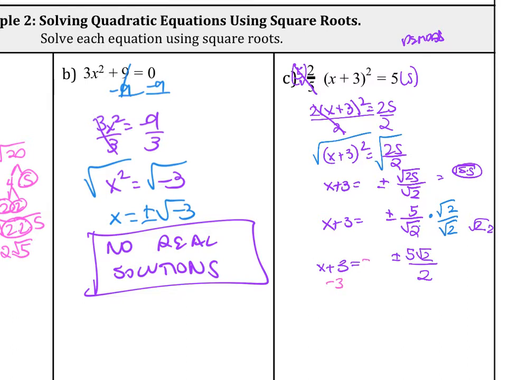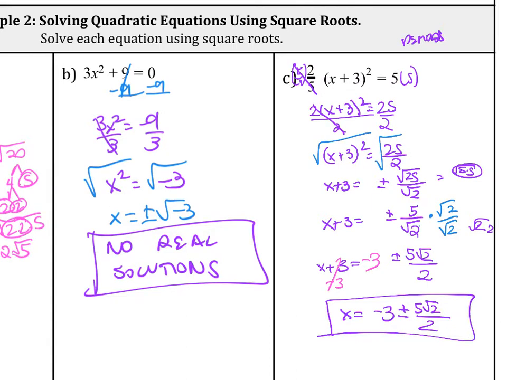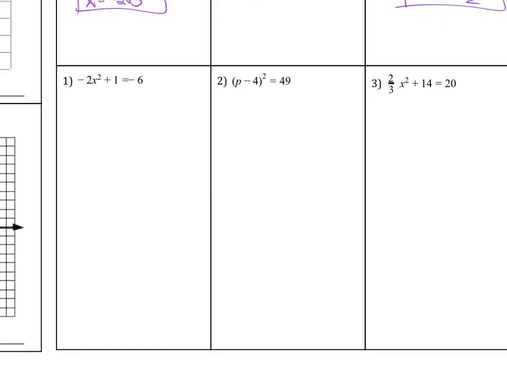Last thing is subtract 3 from both sides. And so now we have x equals negative 3 plus or minus 5 root 2 over 2. Now it's helpful, when you're adding or subtracting the value, to insert it in front of the plus or minus, so that way you don't mix it up. I have students that always mix it up, where they put it in the back and then they make that the plus or minus, which changes the problem. So if you insert it here, make a space, you're less apt to make that small mistake. Try these 3 examples down here.